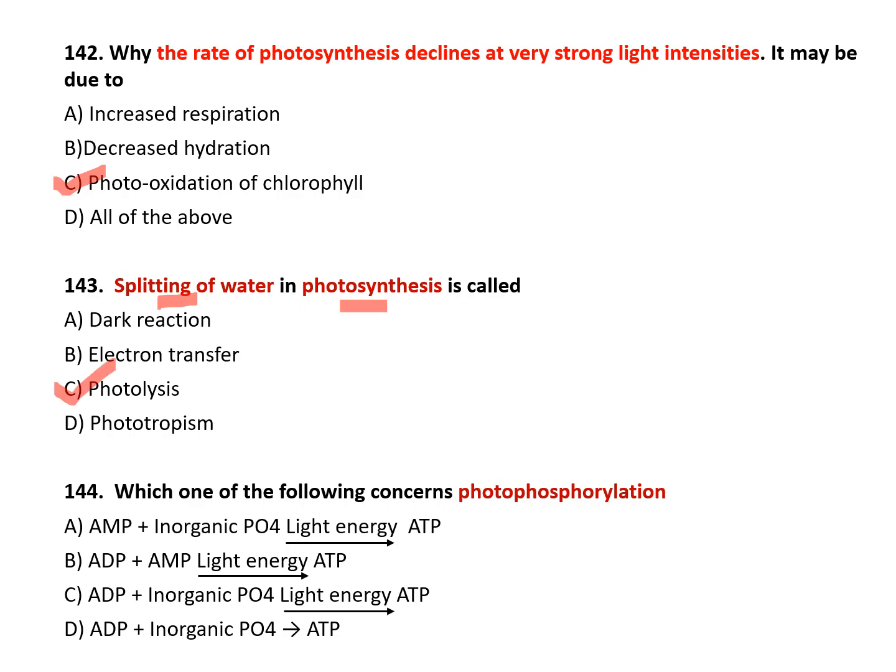The next question, number 144. Which of the following concerns photophosphorylation? Option A, AMP plus inorganic phosphate in presence of light energy is converted into ATP. Option B, ADP plus AMP in presence of light energy is converted into ATP. Option C, ADP plus inorganic phosphate in presence of light energy is converted into ATP. Option D, ADP plus inorganic phosphate is converted into ATP. The correct answer is option C, ADP plus inorganic phosphate in presence of light energy is converted into ATP.